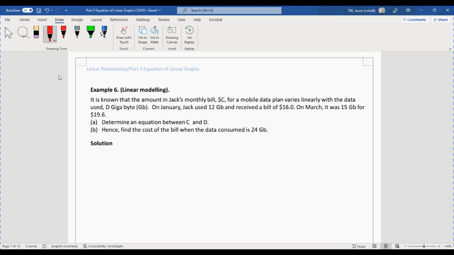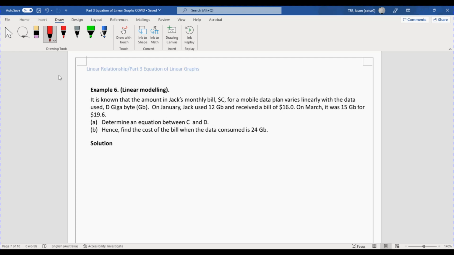All right, so a modeling question is about some daily life situation in which two quantities have a linear relationship, and they give you some pairs of values, and you need to find the equation and also certain pairs of values which are unknown. All right, so let's see the question.